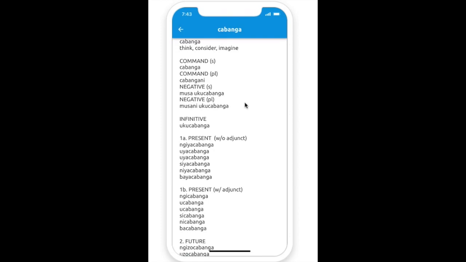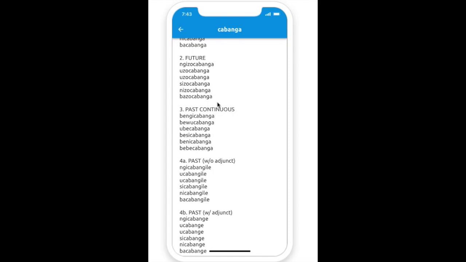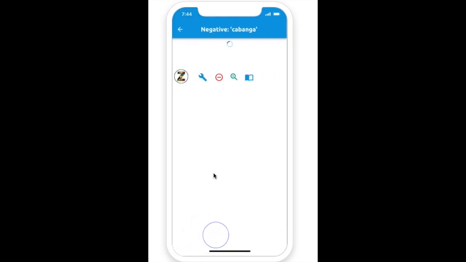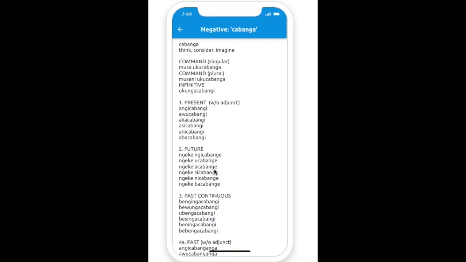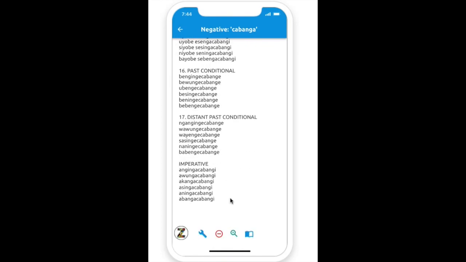And these are all the tenses. Let's say I want to say, I thought. Well, that's a past tense. Let's look. There is a past tense right there. Past continuous, past tense without adjunct, past with adjunct, and all manner of it. Let's say I want to negate this verb, in other words, do not think. Well, if you click right here, same conjugation, same verb, but all the negative conjugations in all the tenses.